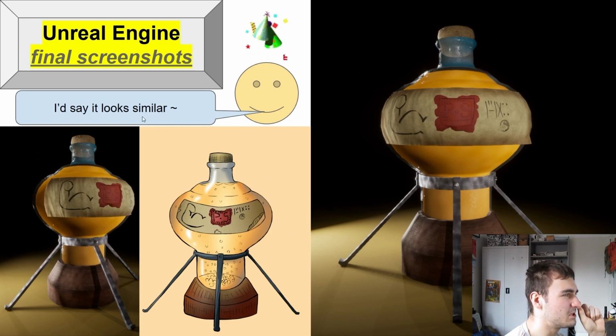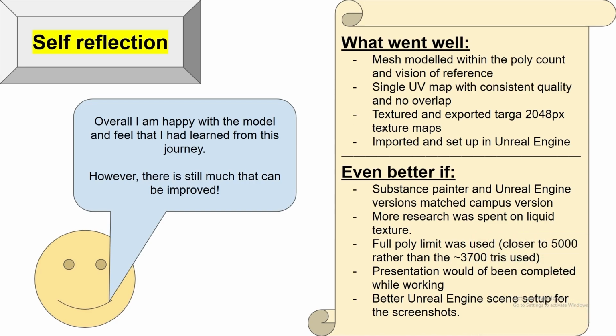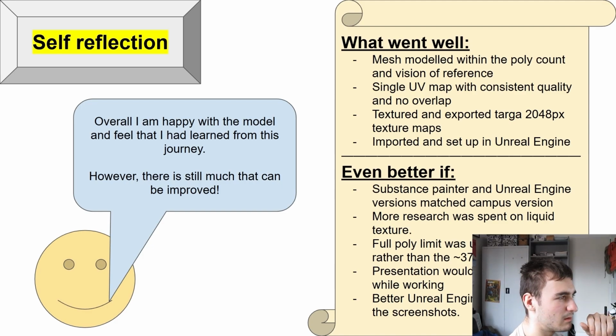Now for self-reflection. The mesh was modeled with poly count and vision of the reference, as a single UV map with consistent quality and no overlap. I textured and exported 2K texture maps in Targa format, and I imported all of that in Unreal Engine, got it working in the end, and made a screenshot. So I'd say the brief has been followed relatively well. An original design, which I designed from a concept, model, mesh, texture, and the render.